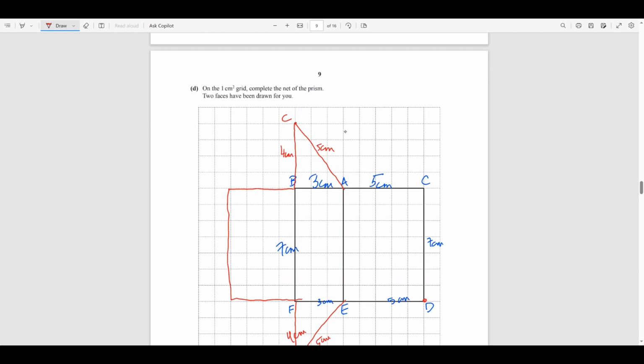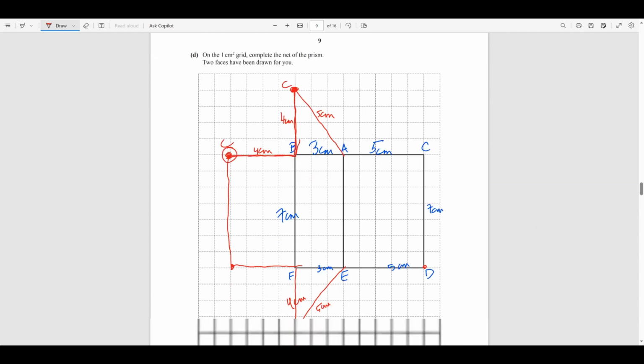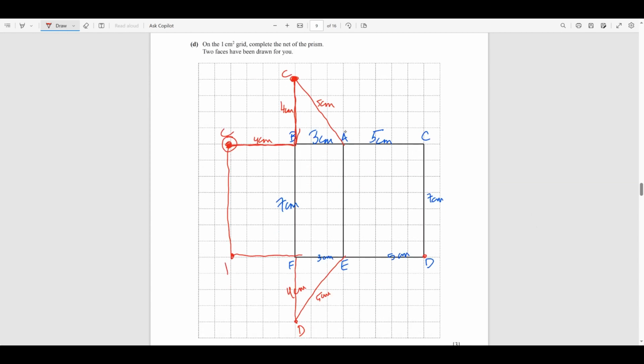And it will be C again, because when you try to fold it, this line and this line will be joined together. So if C is 4 units away from B, then this C also has to be 4 centimeters away from B, otherwise these two lines wouldn't meet, right? So this point again has to be the same as this point D, otherwise this DF here and this DF would not coincide. I think we are done with the net.